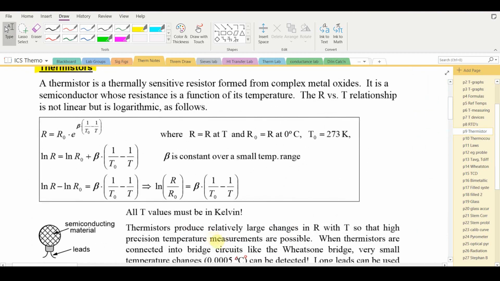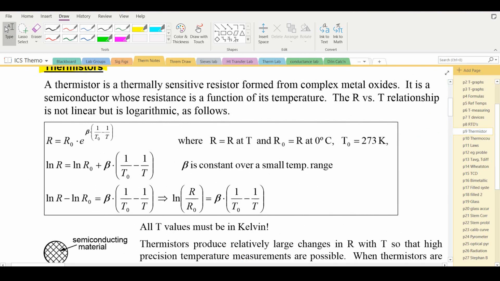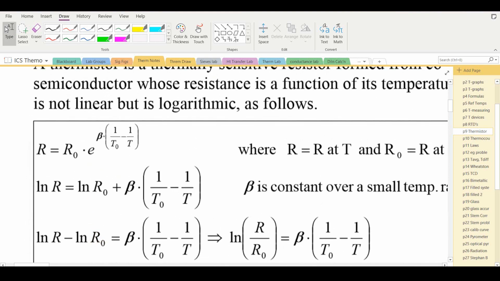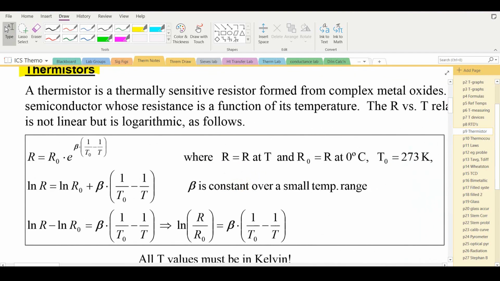Let's take a look at the formulas that describe the temperature resistance relationship in thermistors. You'll see that the basic equation here is resistance at some temperature equals R sub 0, that's at the freezing point, times e raised to the beta, which is the temperature coefficient, times 1 over T sub 0, that's the freezing point, minus 1 over T. Now, one important difference between the formulas for RTDs versus the formulas for thermistors, and you need to remember this, is that for thermistors, the temperatures are always recorded in Kelvin, not Celsius.